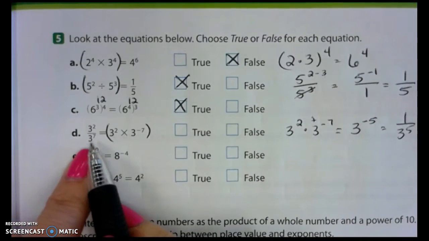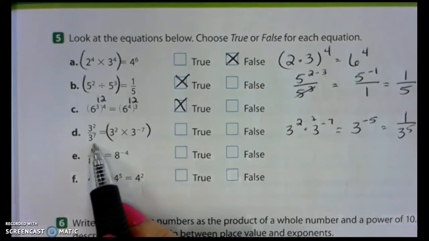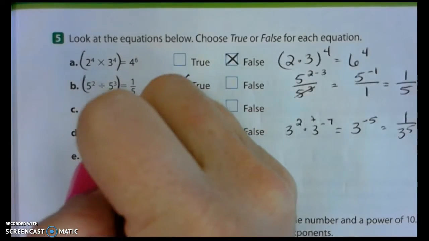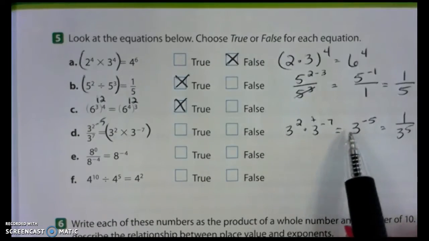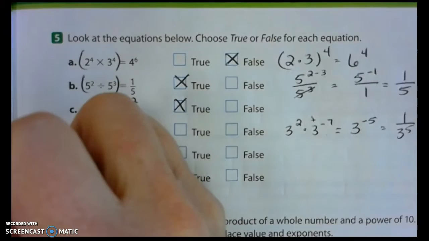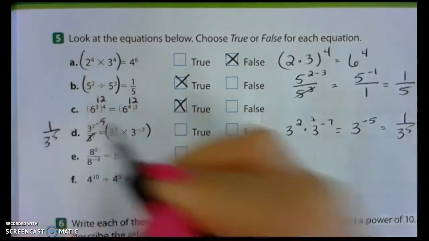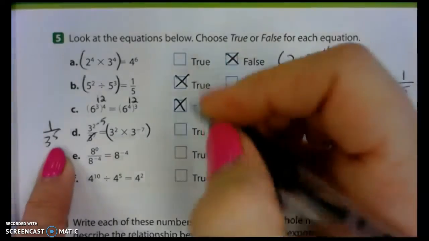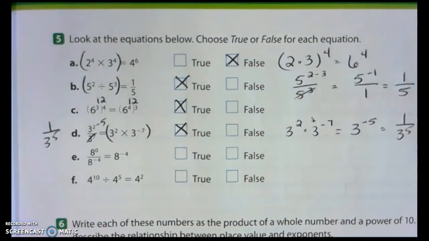Now, that still does not look like what we have over here. This is a quotient rule. If I subtract, I get 3 squared minus 5, just like I did here. And I end up with 1 over 3 to the 5th. Simplest form, 1 over 3 to the 5th and 1 over 3 to the 5th. This one is true.